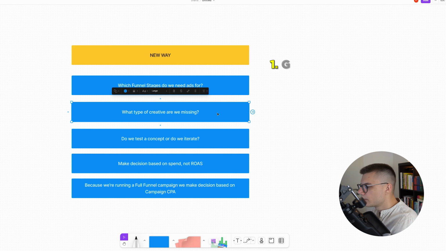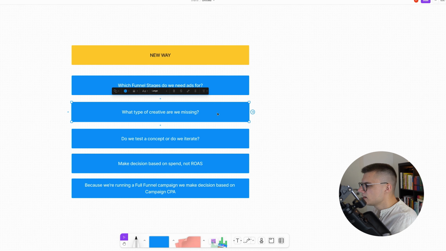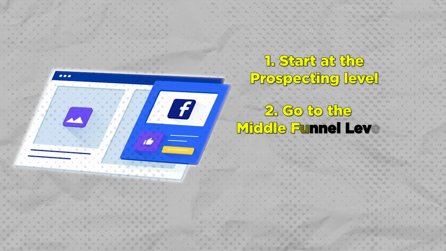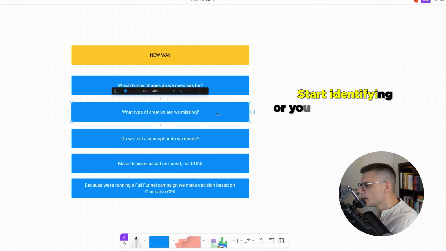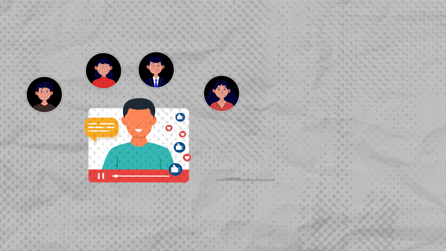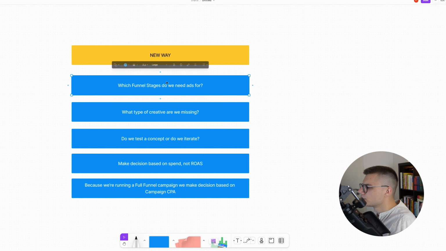So maybe you have a great prospecting ad and great retargeting ads, but every single one of these ads is a video ad. Now you can start testing image ads, starting at the prospecting level, then going to the middle of funnel level and bottom of funnel level, and you get more stability because those different creative types reach different people. And by reaching more people at the same spend level, you can scale up more. It's really as simple as that. So first question again: which funnel stages do we need ads for, and then what creative type are we missing?